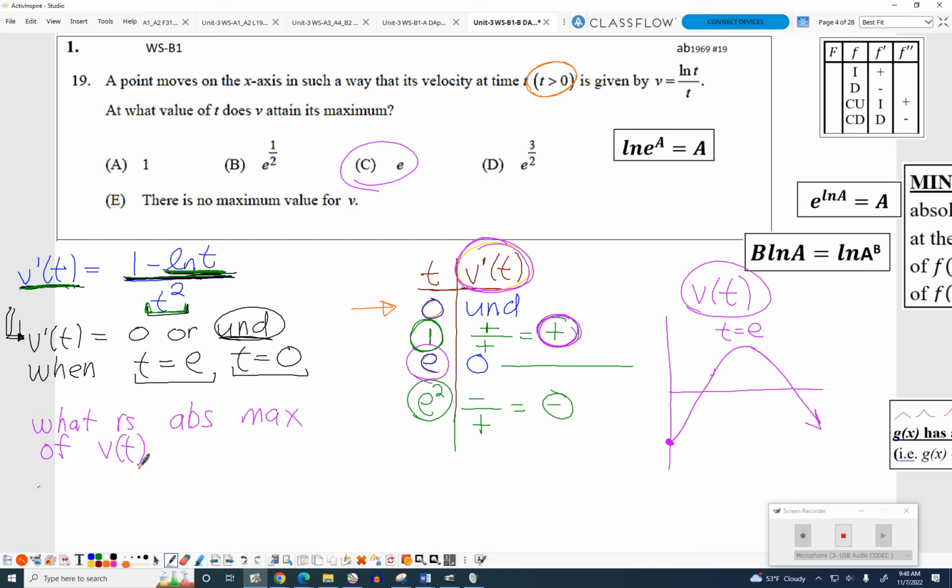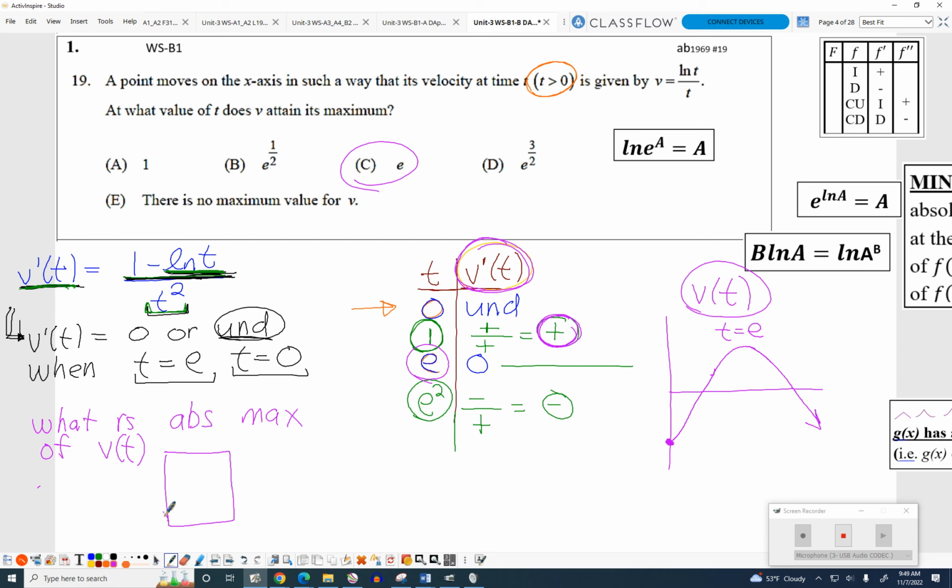Who knows the answer to that? Hands up. We know where the absolute max of V occurs, but what is that maximum value of V? It's not that hard. It's not hard at all. What is the absolute maximum value of the velocity? All you know now is the time when the maximum occurs. What is the maximum? Let's go, Jess.